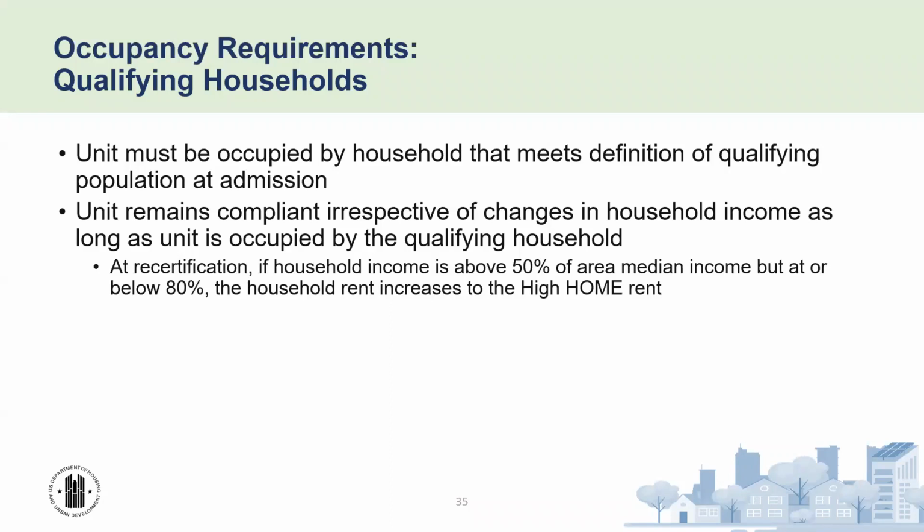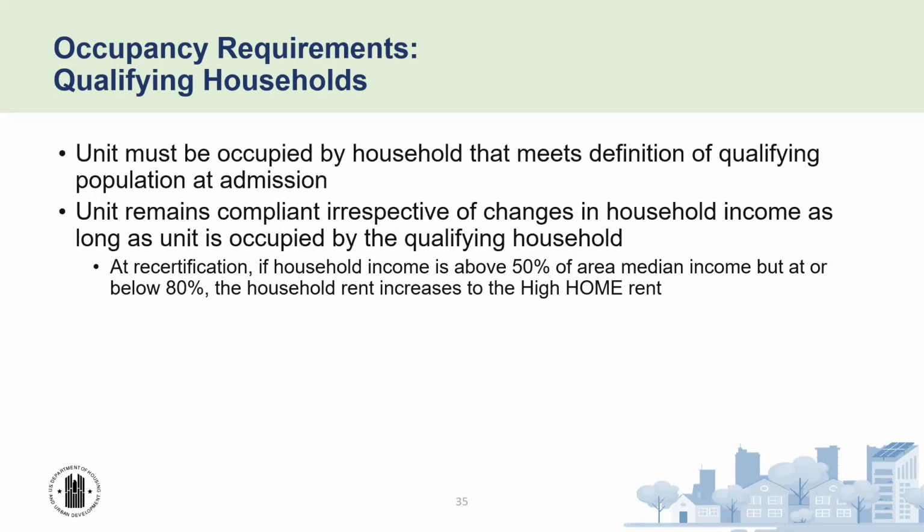Units restricted for occupancy by qualifying households must be occupied by households that meet the definition of a qualifying population at the time they're admitted to the HOME-ARP unit. The qualifying household retains its eligibility to occupy the unit regardless of any changes in the household's income or whether the household continues to meet the definition of a qualifying population. So consequently, a unit that's restricted for a qualifying household remains compliant with the HOME-ARP restrictions as long as the unit is occupied by a household that met the definition of a qualifying population at the time of admission.